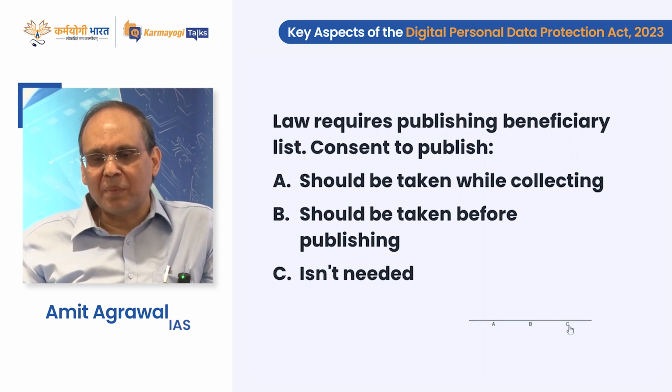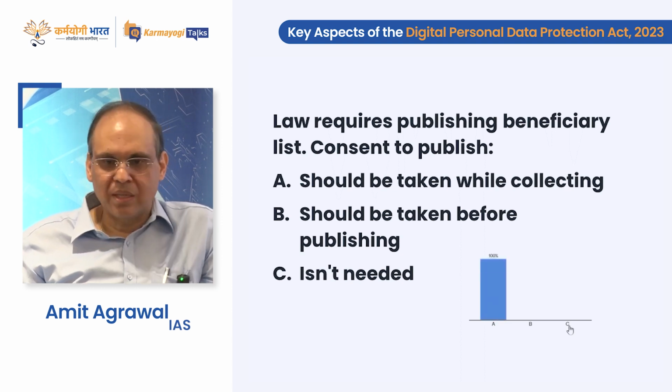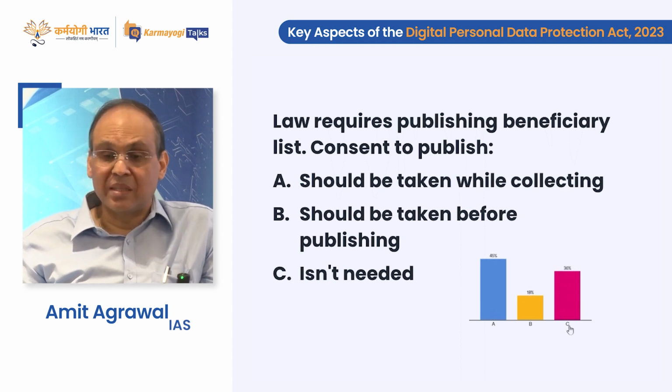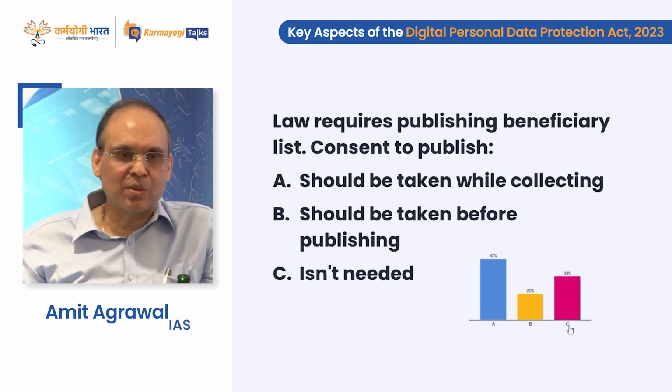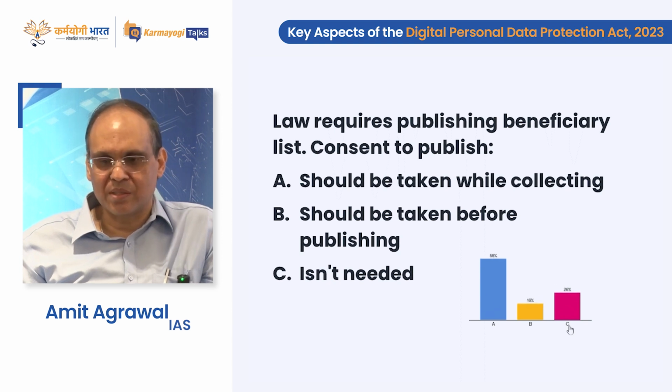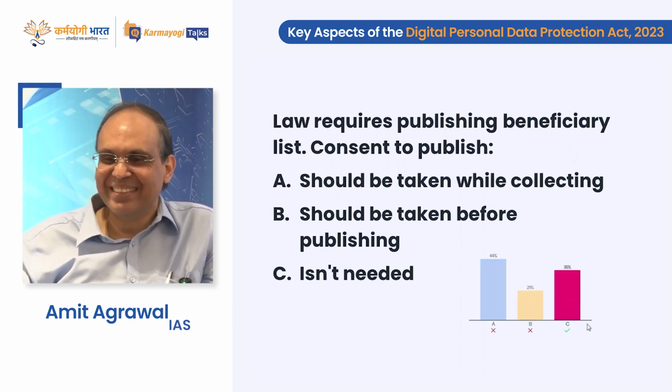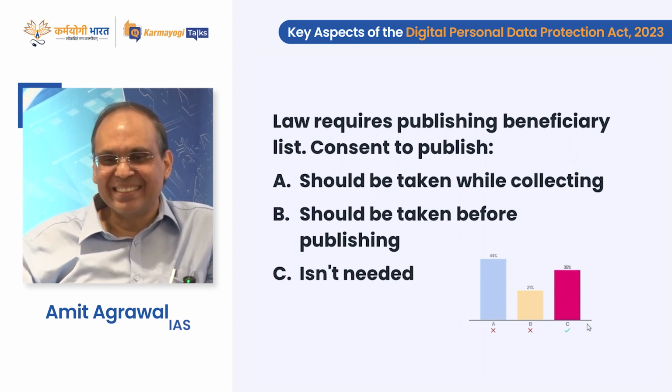So a law requires publishing a beneficiary list, say for example, MGNREGA requires you to publish. Now you are to publish it by that law, and there is DPDP now. So do you need to take consent at the outset, or do you, before publishing, reach out saying I need to publish your name, do you agree, or is this not required? In our wisdom, I'll tell you what the answer is. Yes, it's C. C is the right answer.